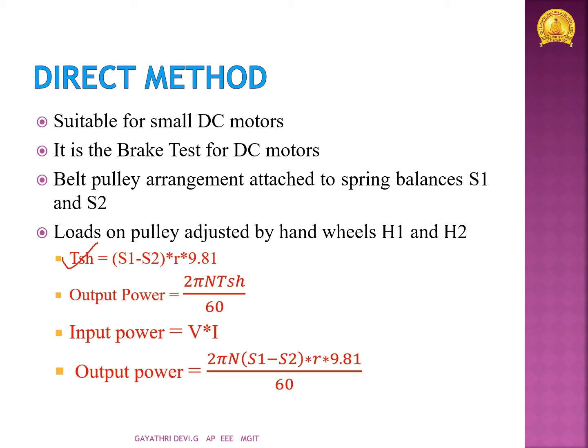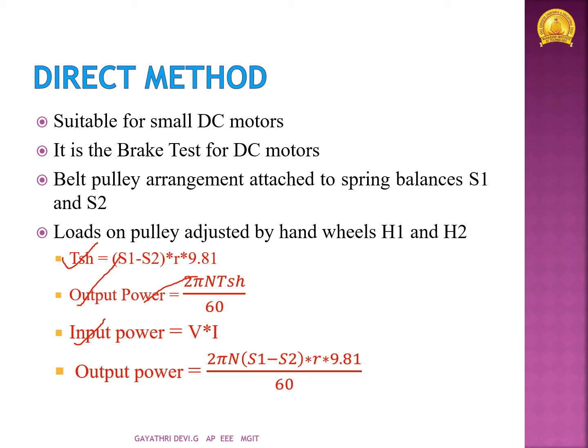Then we have to calculate the efficiency. For that, first we should calculate the output power. The equation for calculating the output power is given by 2 pi n T_SH divided by 60, where n indicates the rotation of rotor or the speed of the rotor. The input power, we know, is the product of supply voltage and current.